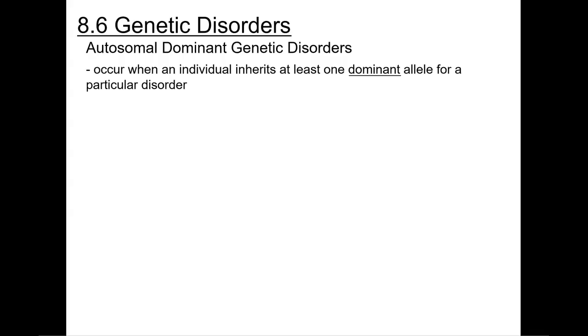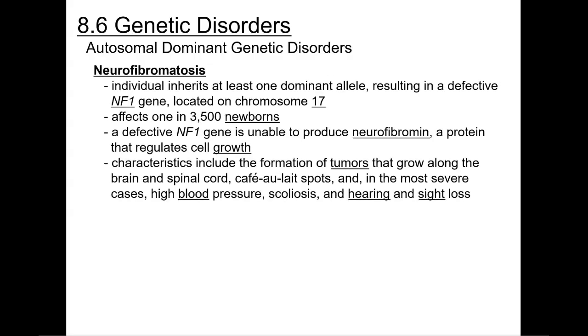Autosomal dominant genetic disorders are going to occur when an individual inherits at least one dominant allele for a particular disorder. So some examples of this would be like neurofibromatosis. And so individuals here are going to inherit at least one dominant allele, resulting in a defective NF1 gene that's located on chromosome 17. It affects 1 in 3,500 newborns. So a defective NF1 gene is unable to produce neurofibromin, and that's a protein that regulates cell growth.